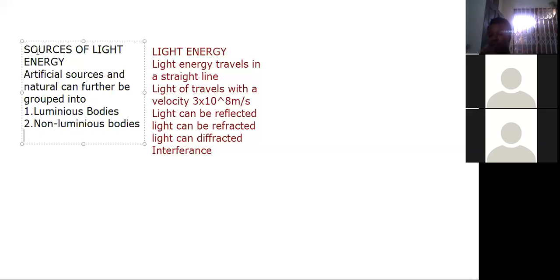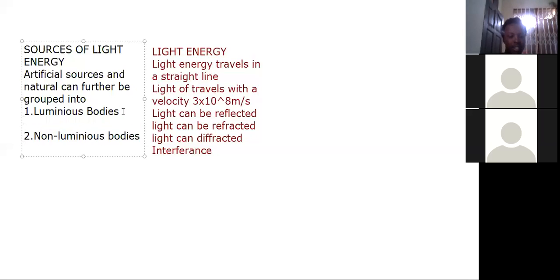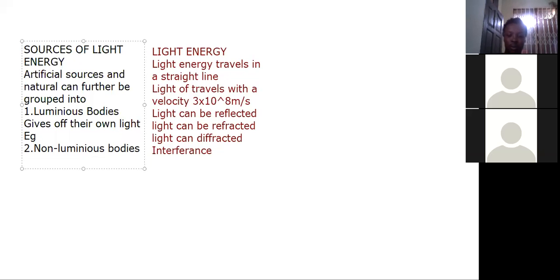Now, examples of these luminous bodies: some can be natural, some can be artificial, just as I've already said. Examples of luminous bodies include the sun. So we can say that this one gives off its own light. Give me some examples of things that give off light on their own. Ruben, talk to me.